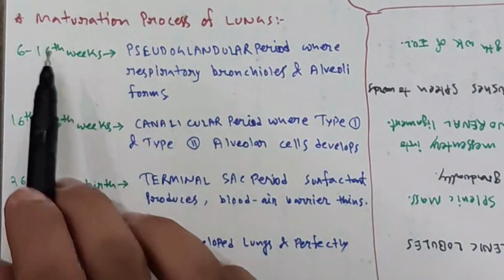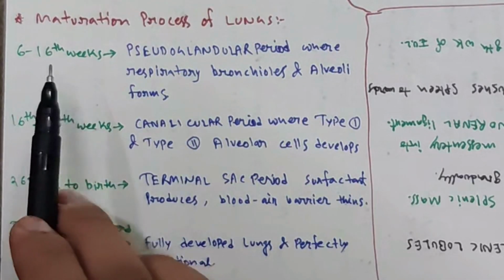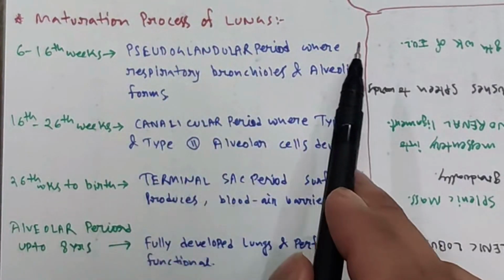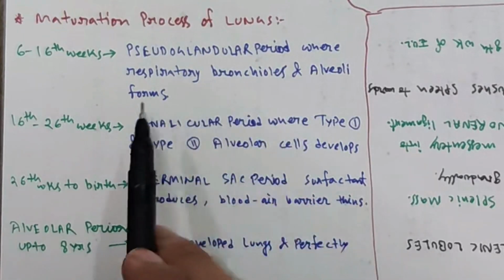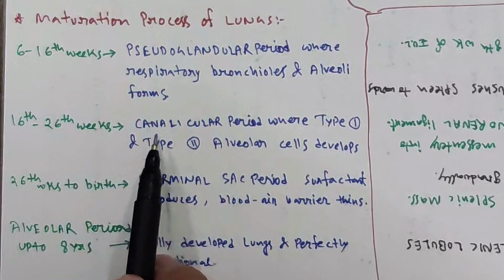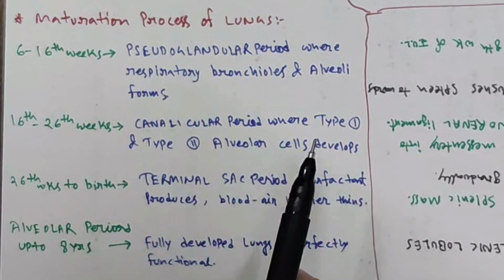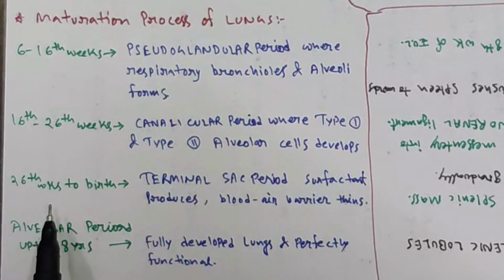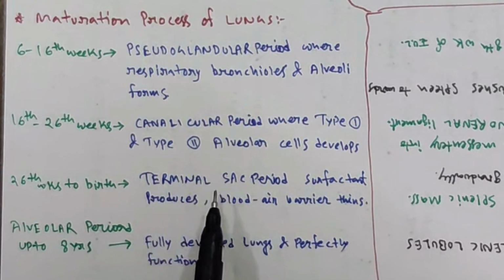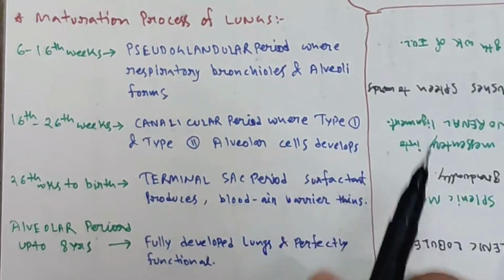Now try to understand the maturation process of the lung. 6th to 16th week of life, what happens? Pseudoglandular period. In this period, our respiratory bronchioles and the alveoli form. 16th to 26th week of life, what happens? It is known as the canalicular period, where the type 1 and type 2 alveolar cells develop. From the 26th week up to birth, terminal sac period. In this period, surfactant is produced and the blood-air barrier thins out.